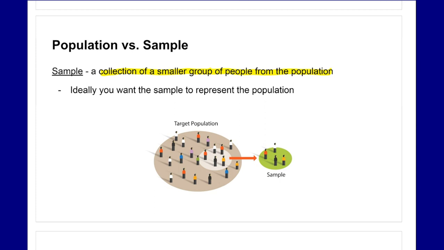Now, ideally, you want the sample to represent the population. So in terms of demographics, makeup, things like that, you want to make sure the sample represents the target population. If I'm looking at secondary students in Ontario, maybe I ask secondary students within a certain school board or a couple of schools in Ontario. So it's not everyone, it's a smaller, more manageable group.